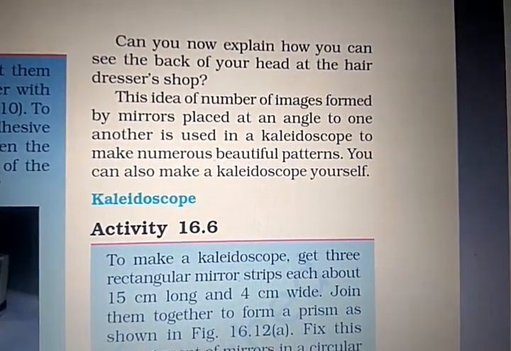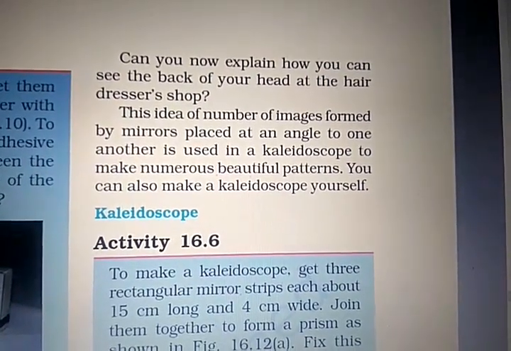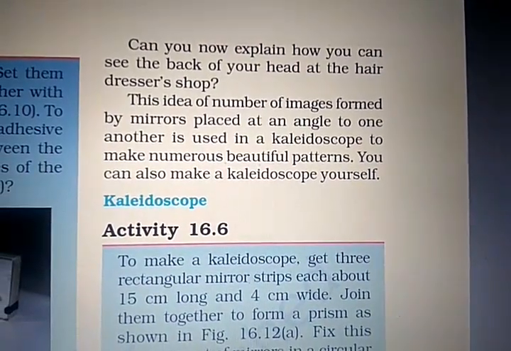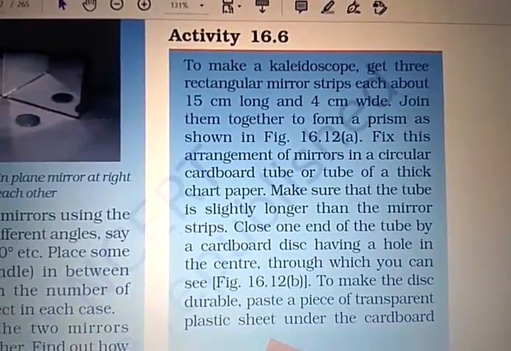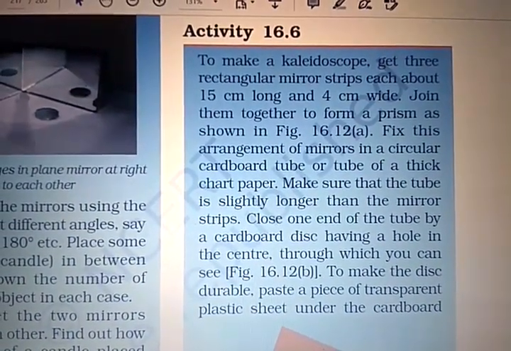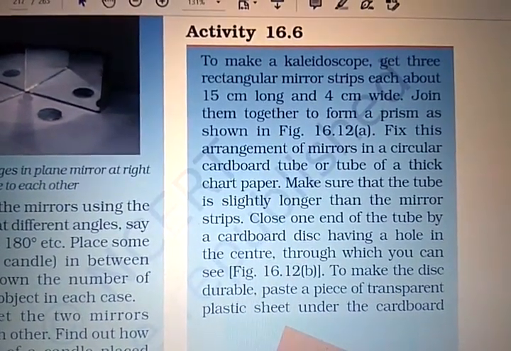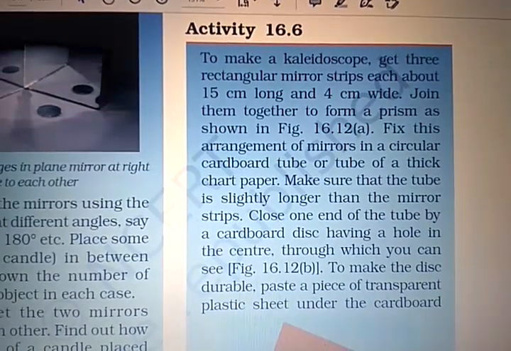So this kaleidoscope you can also submit to me as an activity, right? You can prepare a kaleidoscope at your home also. Here, activity 16.6. In this kaleidoscope, get 3 rectangular mirror strips, each about 15 centimeters long and 4 centimeters wide. Right? 3 plain mirrors are required. So join them together to form a prism as shown in the figure.